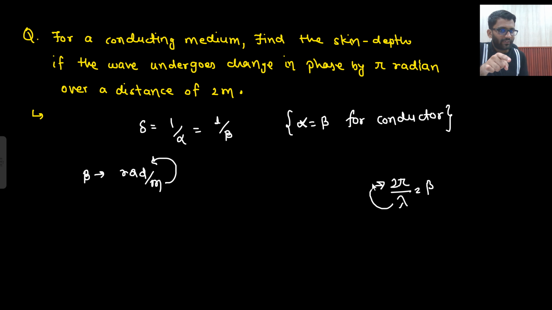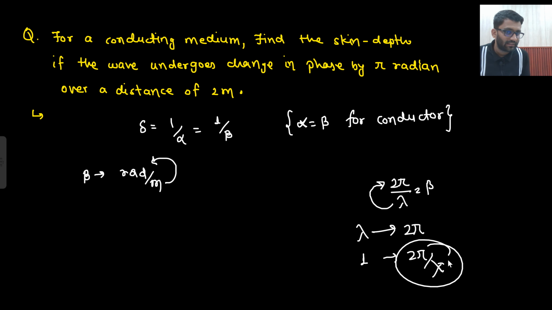If you work for lambda distance, phase change will be 2 pi. Or you can say, if I work for 1 meter, then what will be my phase change? Because for lambda distance, phase change is 2 pi. For 1 meter, phase change will be 2 pi by lambda. And yes, this is the definition of beta: if you work for 1 meter, what should be your phase change? This is what beta says.